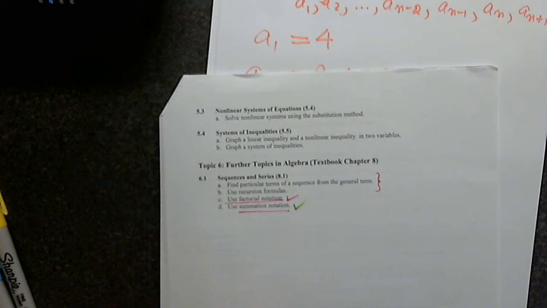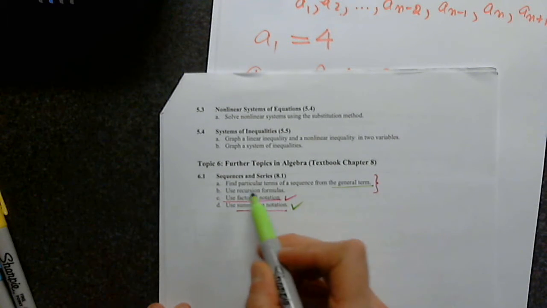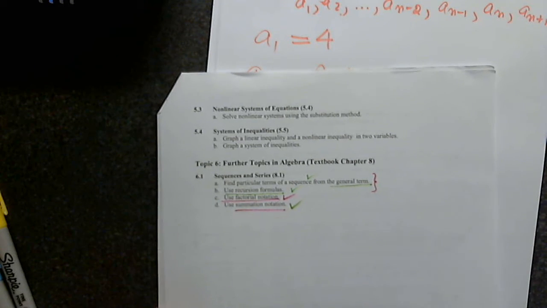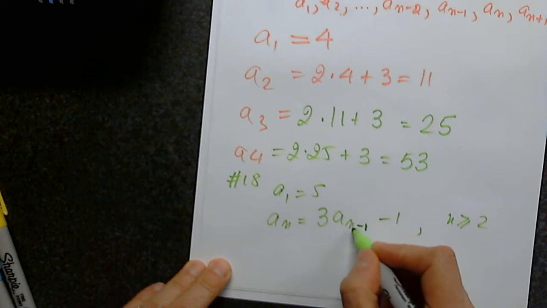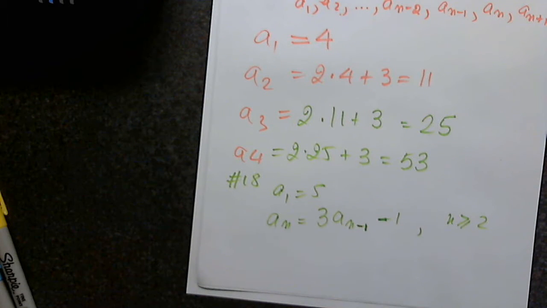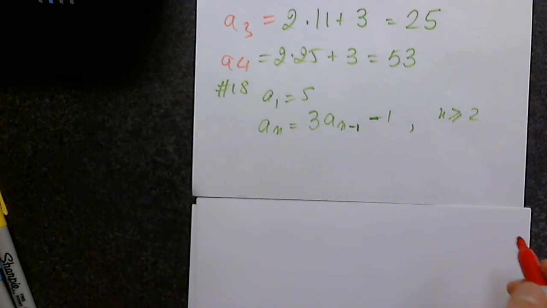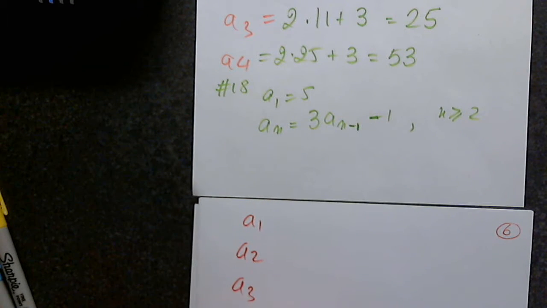And this is the end of the material: find particular terms of a sequence from the general term and use recursion formulas. So this is all done now. Is that minus 1? Yes. This one is minus 1, but it's a subscript, and this is minus 1 as well. We are asked the same question, to present A1, A2, A3, A4.